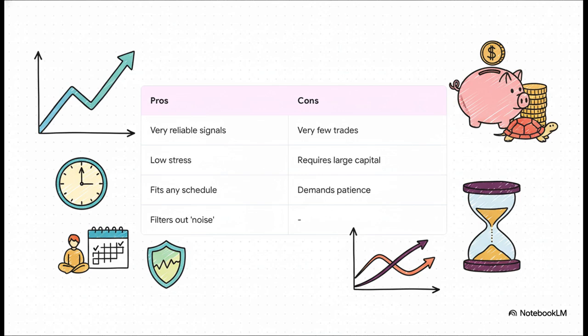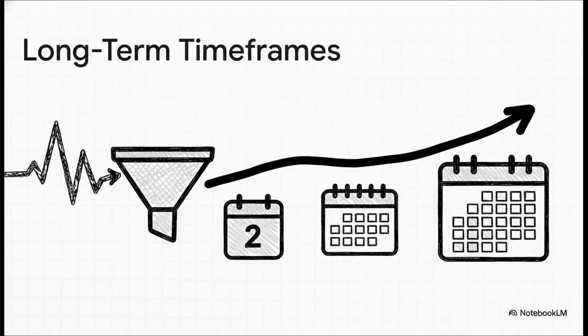It's perfect if you want to place a trade and maybe check on it once a day or even once a week. But, and it's a big but, it requires a ton of patience and a larger account size to ride out those big long-term market swings. The tools of the trade for the position trader? It's the daily, the weekly, and the monthly charts. These charts strip away all the distracting noise and show you only one thing, the major, powerful trends that really drive the market over time.